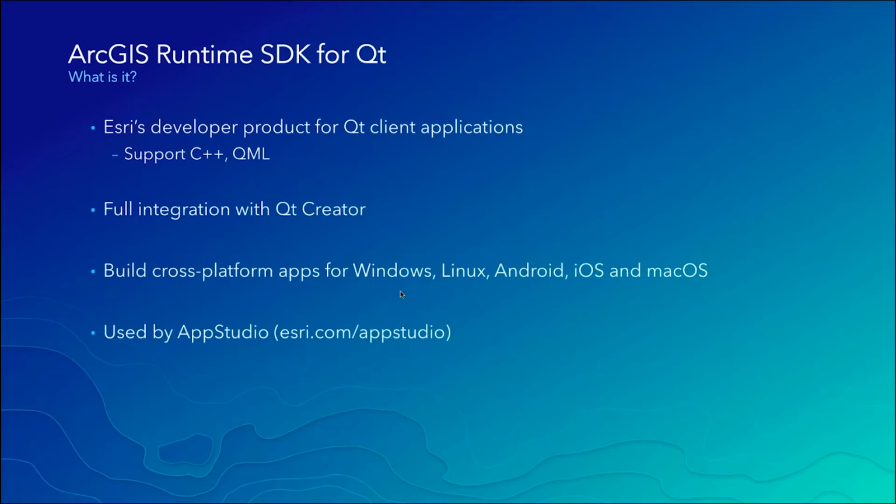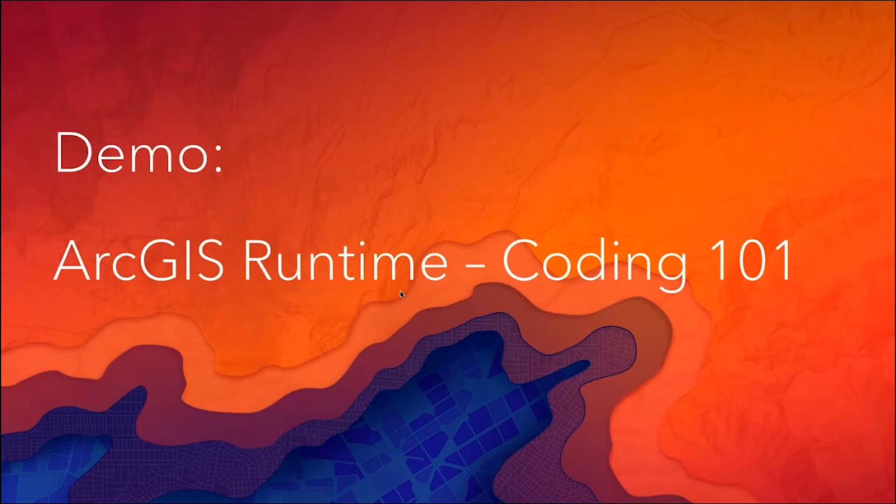So App Studio is a product we have for template-driven development. It's basically a kickstart to get some runtime applications, cross-platform runtime applications built. We won't go into that today. It's beyond the scope of this webinar. But with that understanding of what the runtime can do for you, how it's architected, I'll hand over to Rich to dive into some code and show you it in action.